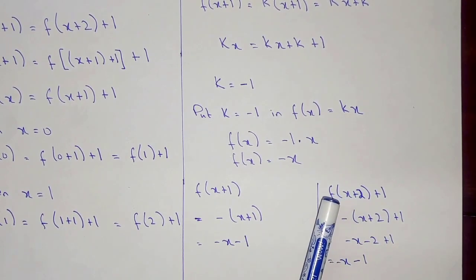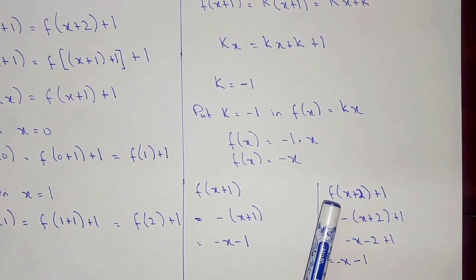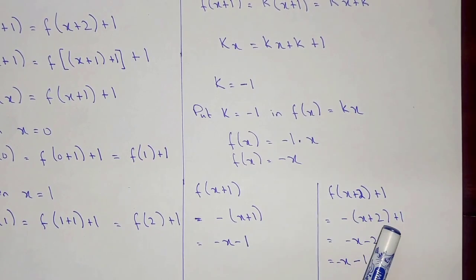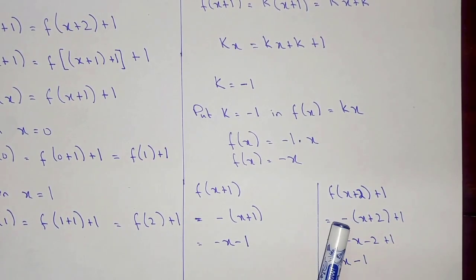Now again we will do the same. We will write -(x+2) instead of f(x+2). So -(x+2) + 1. So -x - 2 + 1, so -2 + 1 will be -1. So -x - 1, and here we also get -x - 1.